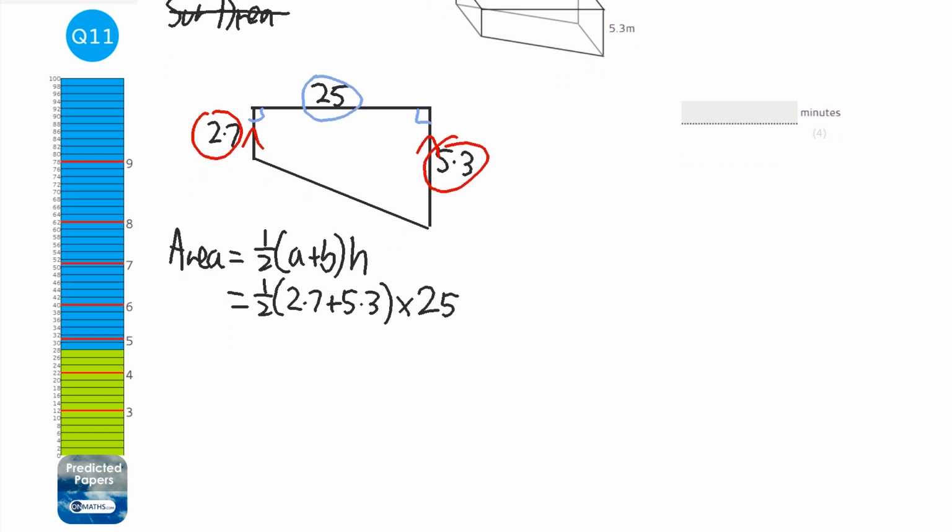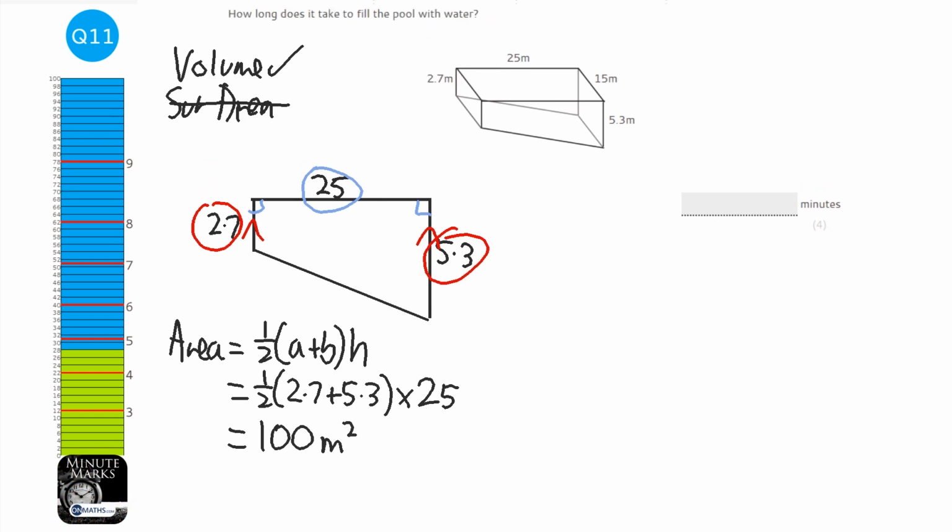Okay, so we'll crack our calculator out. 2.7... some of you will probably see this straight away. So the first bit comes out as 4, because halfway between 2.7 and 5.3 is 4, and then times 25 is going to be 100. So the area is 100 meters squared.